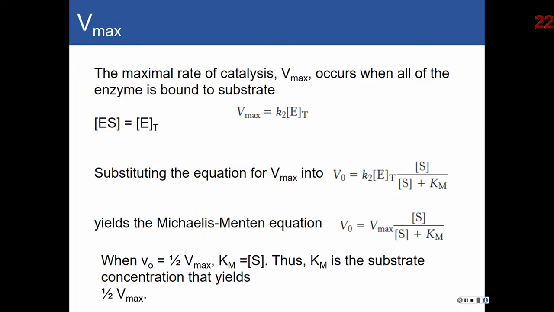So if your bound substrate is equal to the total amount of substrate, because that's as much as we can get bound, we can substitute this in. So we can substitute the equation for Vmax, because remember Vmax would be this part here, which gives us the Michaelis-Menten equation: the initial velocity is equal to Vmax times the concentration of the substrate divided by the concentration of the substrate plus the Michaelis constant. We've just derived the Michaelis-Menten equation.